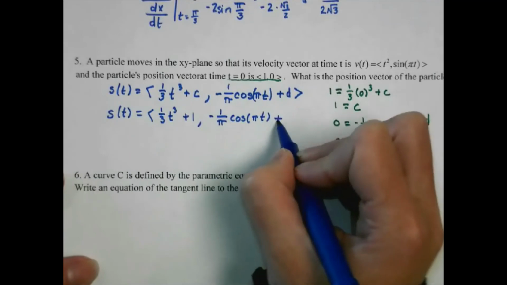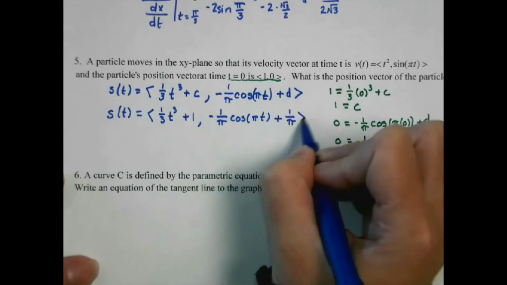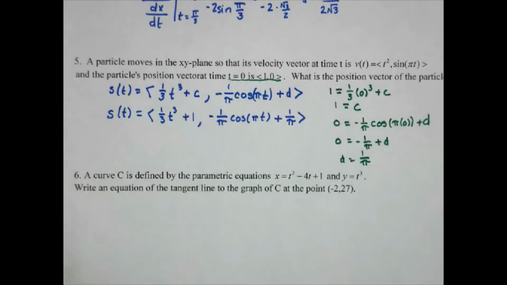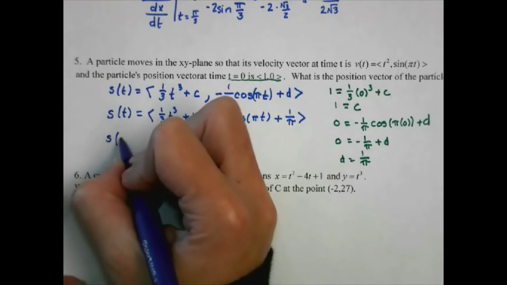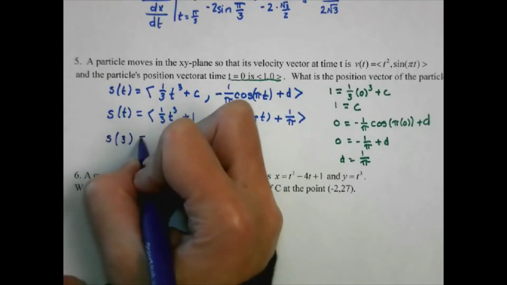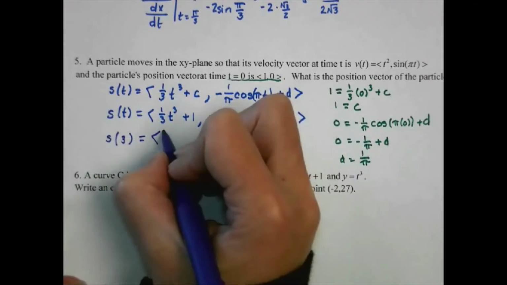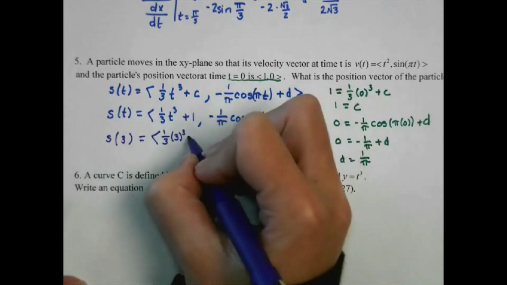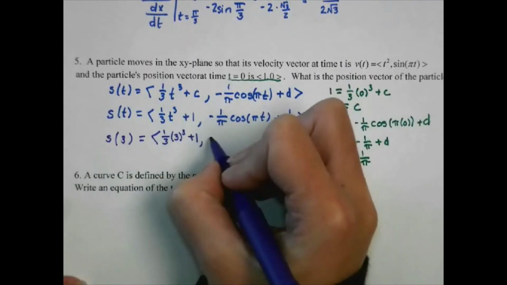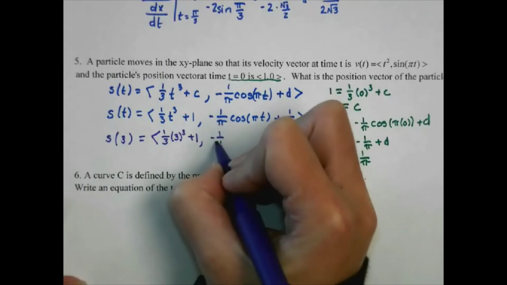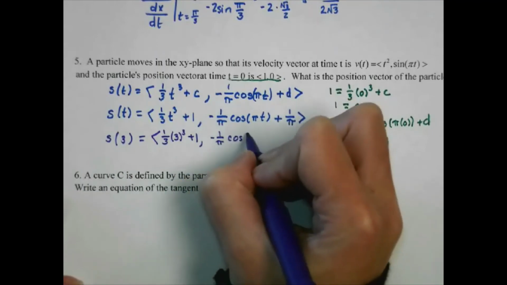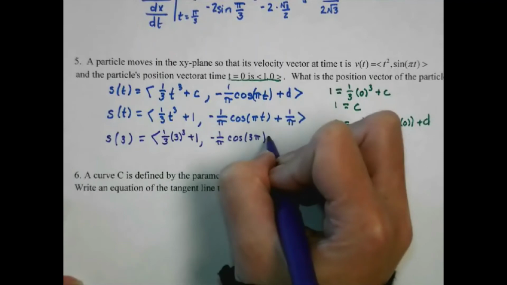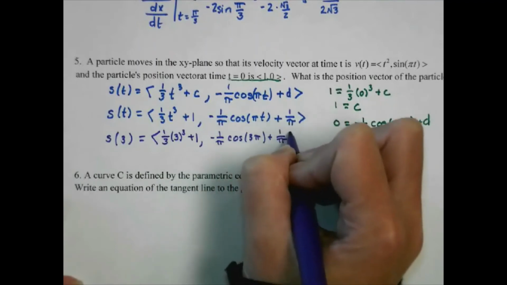With our new known values, what's the position for 3? I'm going to take this. So this is going to be 1/3 times 3 cubed plus 1, and negative 1 over pi cosine 3 pi plus 1 over pi.